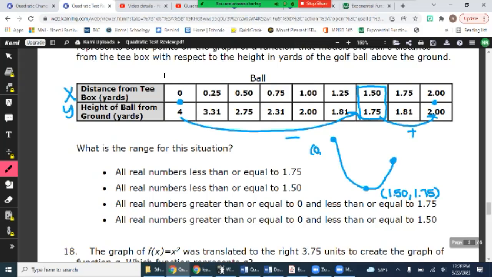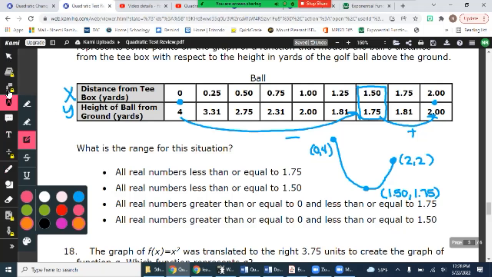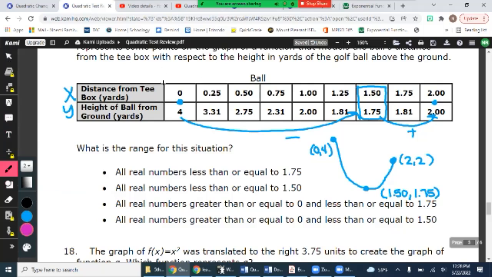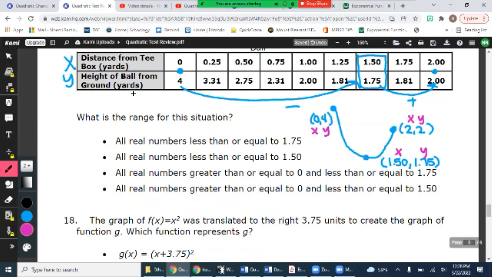The beginning of this parabola is at 0, 4. The ending of this parabola is at 2, 2. So to find the domain and the range, we typically label our endpoints as x and y values. Always x, y, not y, x. Has to be in alphabetical order as always, okay?